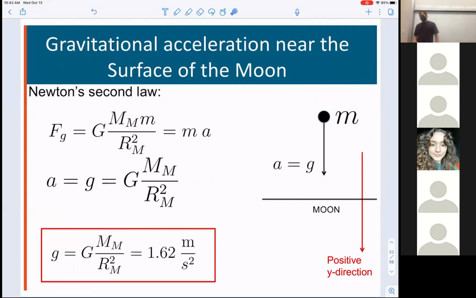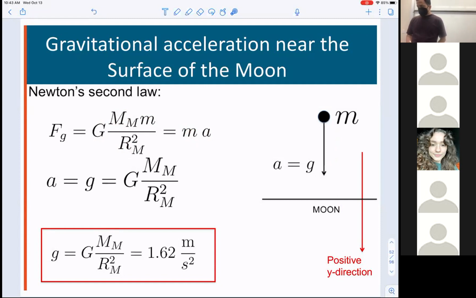You can also use this idea and figure out what must be the acceleration of free fall if you're on the surface of the moon. Well, we apply the universal law of gravitation. It is G times the mass of the moon times the mass of the person divided by the radius of the moon squared. That has to equal the mass times acceleration. That is the net force on the surface of the moon.